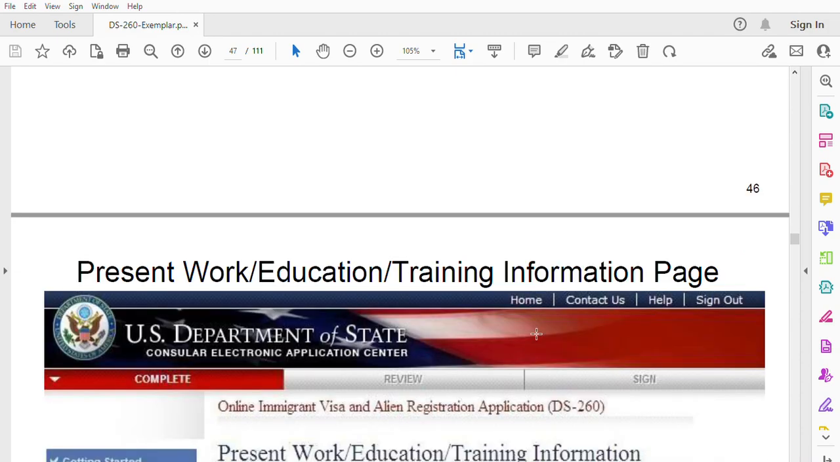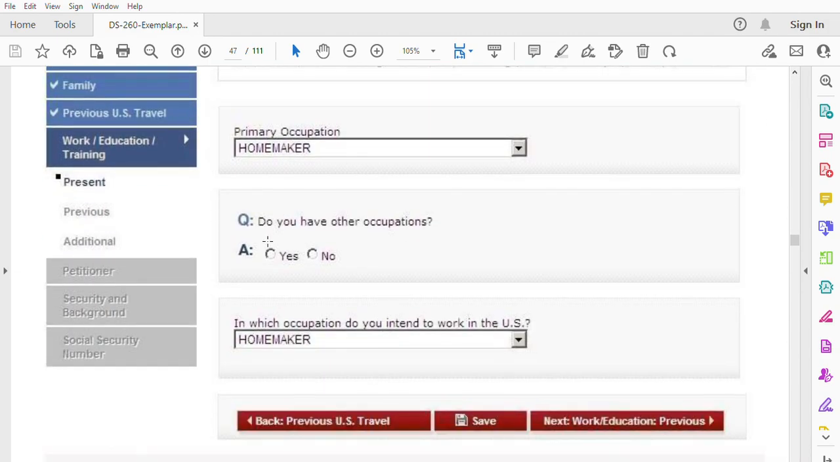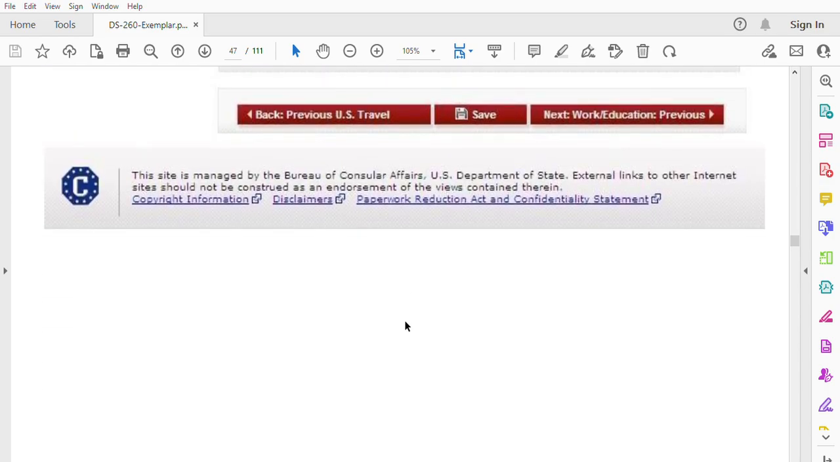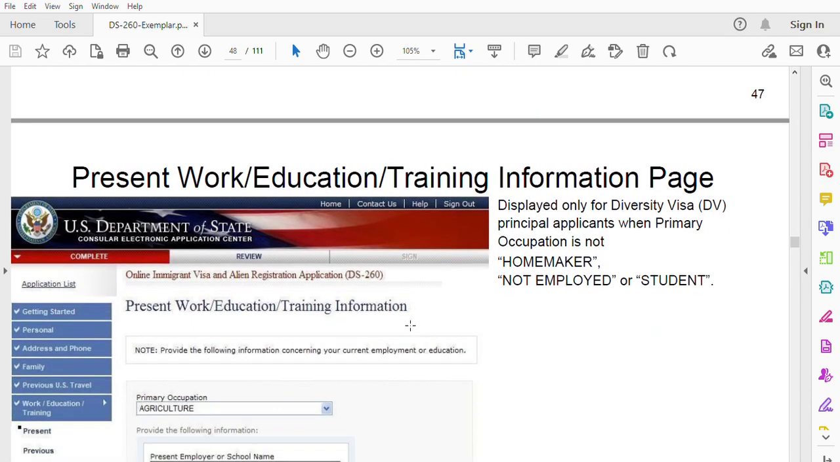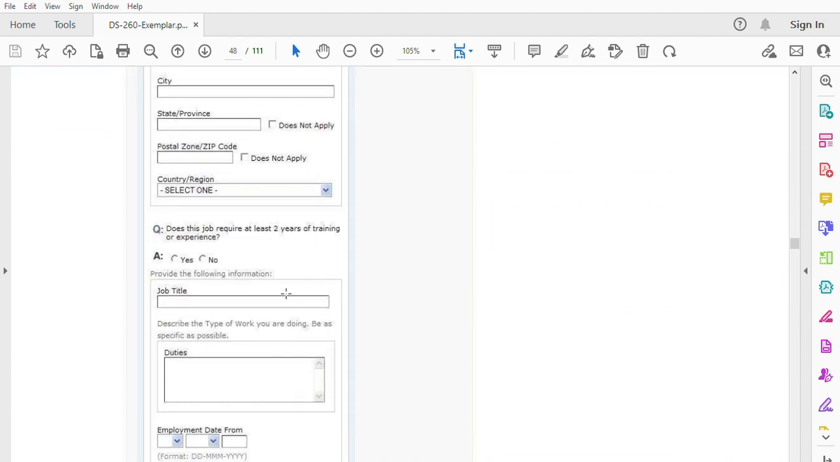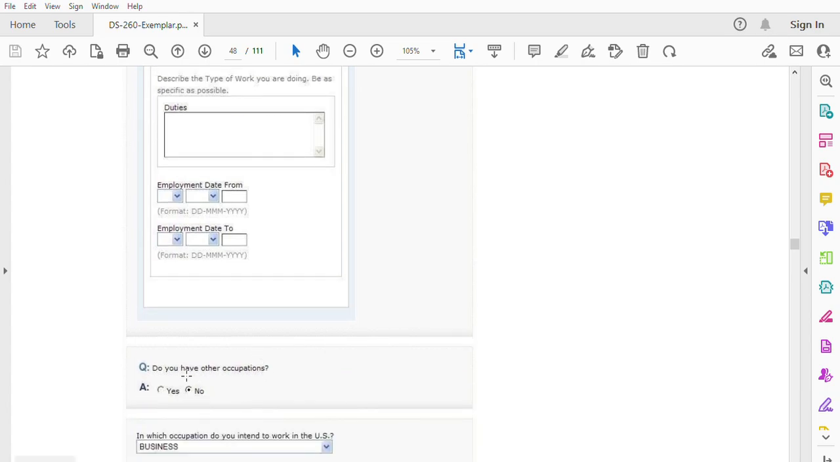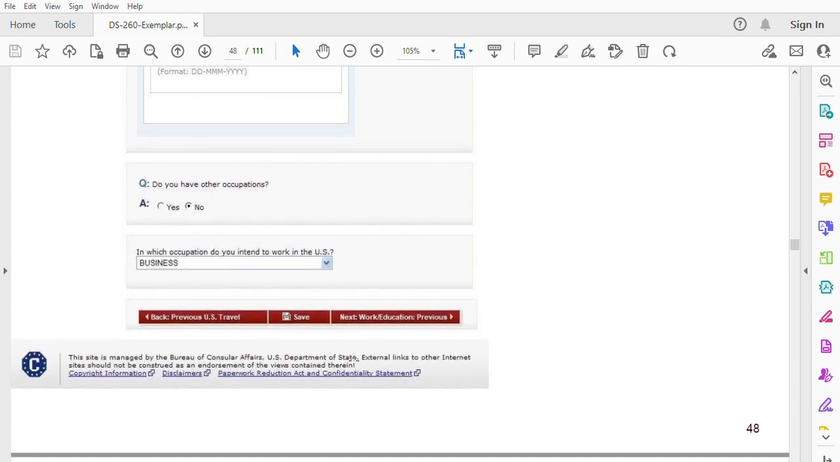We're still talking about present work, education, training information. Same thing, if you answer yes, you can answer it. It's the same right here, you're going to answer it. You're going to go all through this, job title. Do you have any other occupation? If you say no, now you're going to go to the next page.